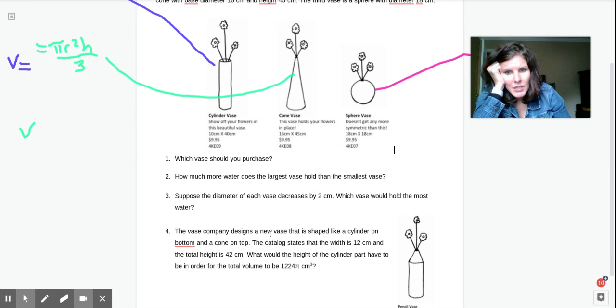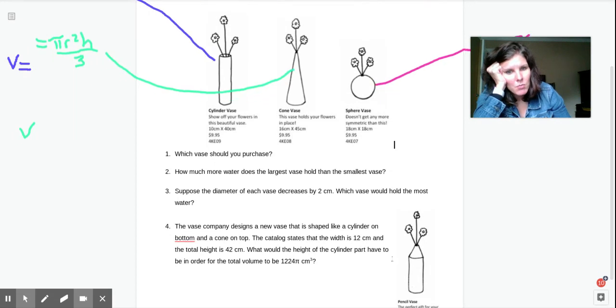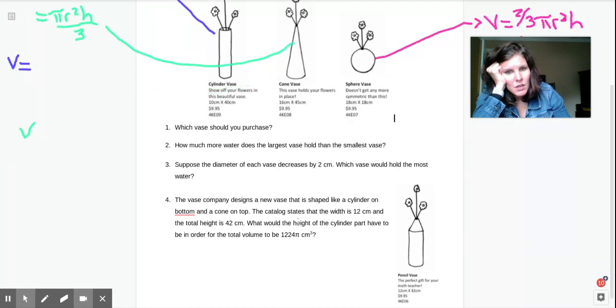And the vase company designs a new vase that's shaped like a cylinder on the bottom and a cone on the top. So it has 2 parts. And the catalog states that its width is 12 and its height is 42. What would the height of the cylinder part have to be in order for the total volume to be 1,224 times pi centimeters cubed? So this is your challenge problem. This is the challenge for you guys. And I have a feeling that you guys will be able to figure that out.